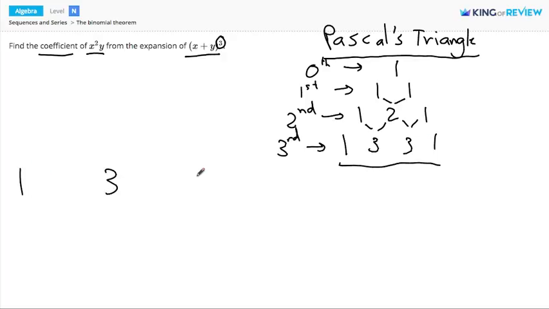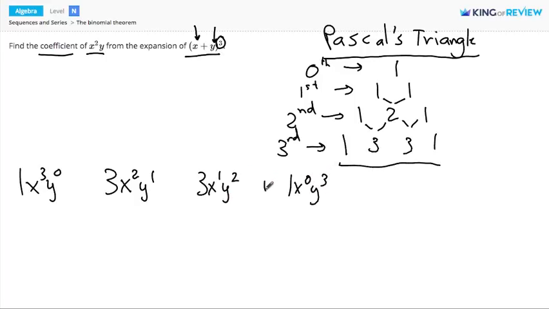All that's left is to figure out what goes after each of these 4 coefficients. Since x comes first in our binomial, we're going to start with x to the third, since that's the power we're raising it to, and then we'll decrease by 1 each time: x to the 2, x to the 1, x to the 0. Since y comes second in the binomial, we're going to go in reverse. Instead of going from 3 down to 0, we're going to start with y to the 0 and increase 1 by 1: y to the 1, y to the 2, and y to the 3. And these terms are all added together.